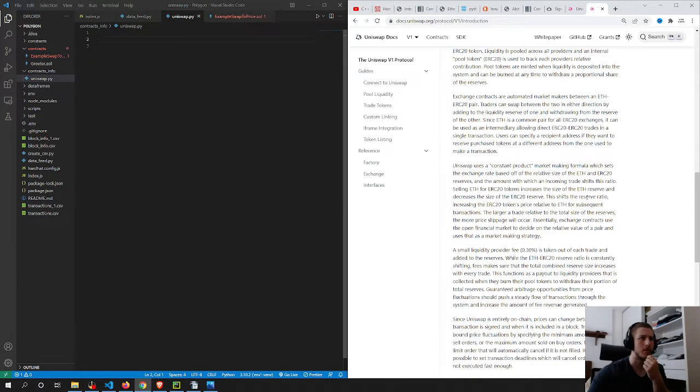Exchange contracts are automated market makers between an ETH ERC20 pair. Oh, and it only works with Ethereum ERC20 pairs. So Uniswap is only for the Ethereum protocol. Which brings another question of how do you change between different protocols? I guess you can use a layer 2 for that, which would be something like Polygon or something like that.